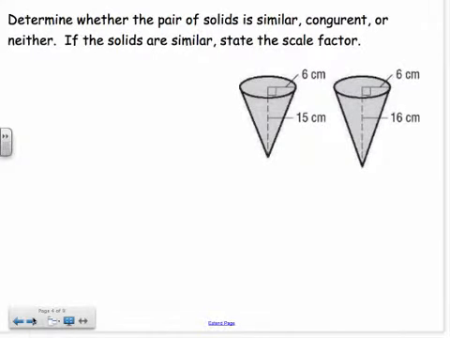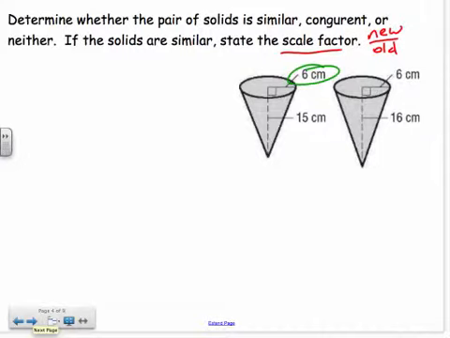It says determine whether the pair of solids is similar, congruent, or neither. If the solids are similar, state the scale factor. And remember, when we use scale factors, it's basically the ratio of our new image over the old image. With the new one, we'll just put which one's second. So if I look here, similar, congruent, or neither, it's easy to look to see if they're congruent first. I just look to see if they're all the same.